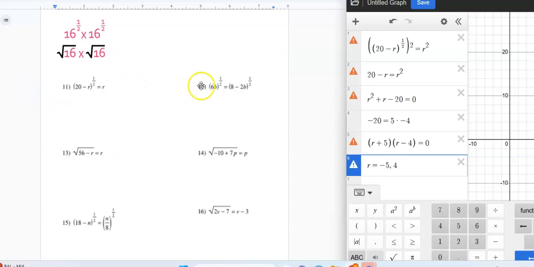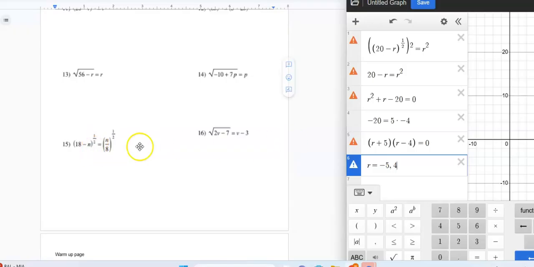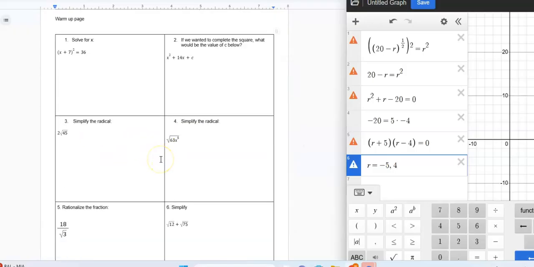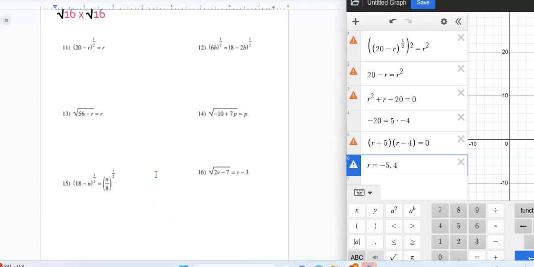All right, that's pretty hard. 12 is easier. 13 is just like what I did, but they kept the square root symbol in there, which is not that hard, I don't think. All right, the warm up, I didn't talk about that yet, but these are all kind of reviews of things we've done in the last couple weeks. And that's it. Yeah, so give this a shot.